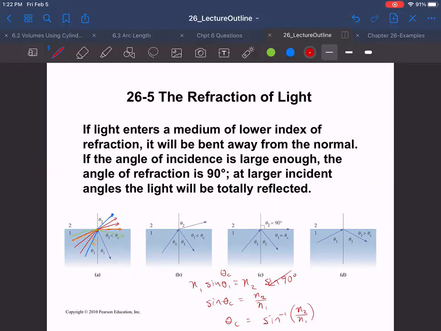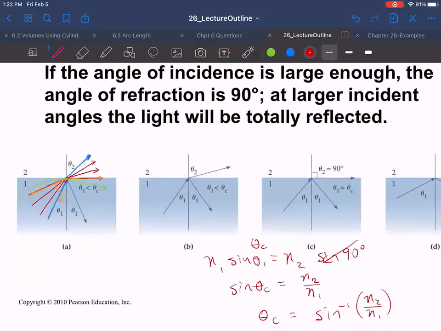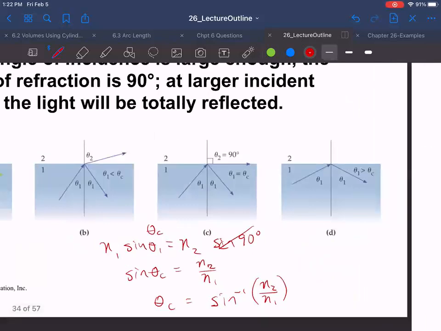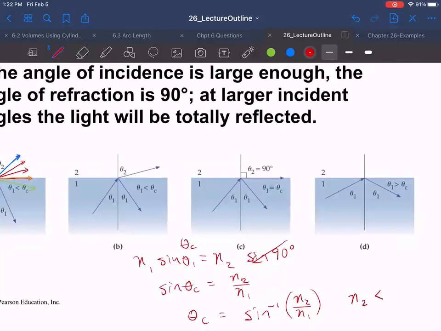So if we look at this, remember, this is where it bends away from the normal. So what does that tell us about how n2 relates to n1? If it's bending away from the normal, think about what it means for speed. What does it mean for the speed between the two materials if it's bending away from the normal? Is it faster in the first material or the second material? It's faster in the second material. If the speed is faster in the second material, what does that tell you about the index of refraction of the second material compared to the first? It's lower. And so if we look at this, this works if n2 is less than n1, correct?